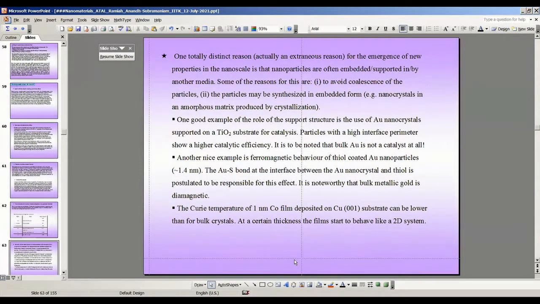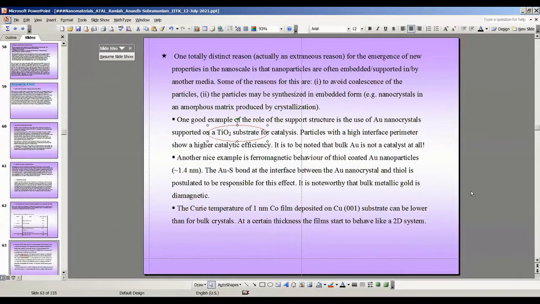Now, one thing that is sometimes unavoidable is that you cannot have an isolated nanoparticle because they will tend to sinter, they will tend to coagulate. Therefore, what you do is put these nanoparticles, for instance platinum, and embed it in a TiO2 substrate. You can see a TiO2 substrate here, and you may want to use this for a catalytic application.